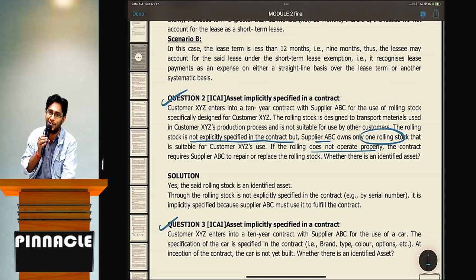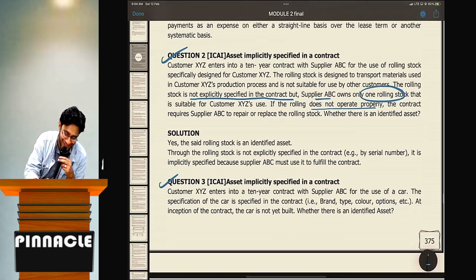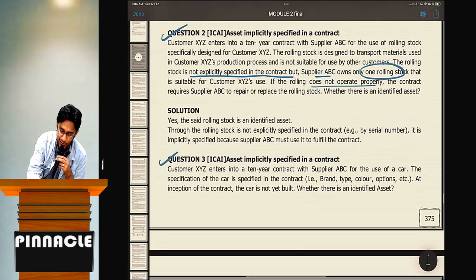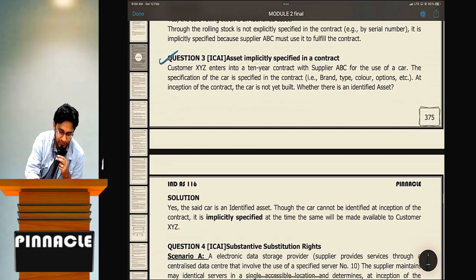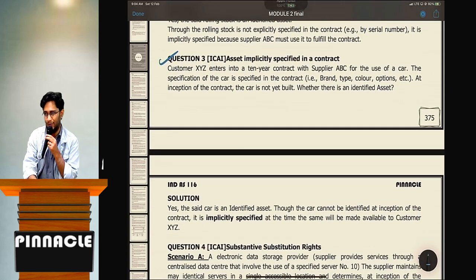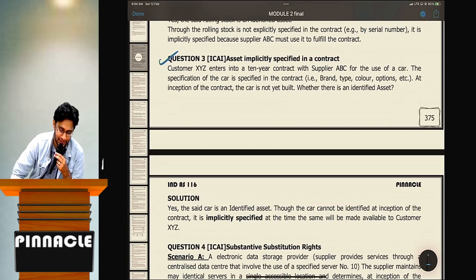Sir, why is it called rolling stock? It'll roll, roll. Okay. Sir, normally in liquid type assets, they use this round thing that is actually called rolling stock. Anyway, leave it. You won't get even one extra mark because of that.